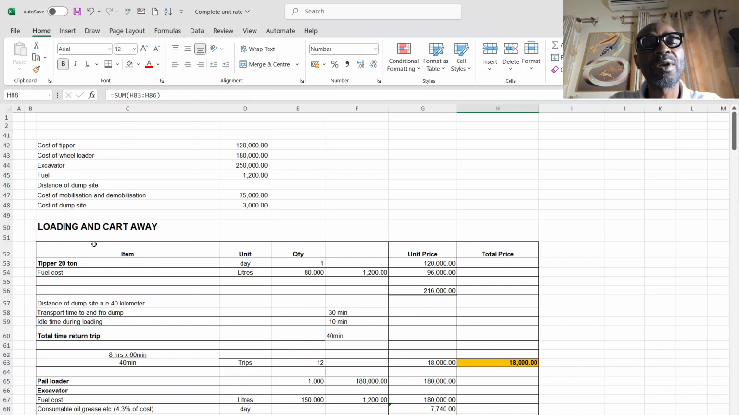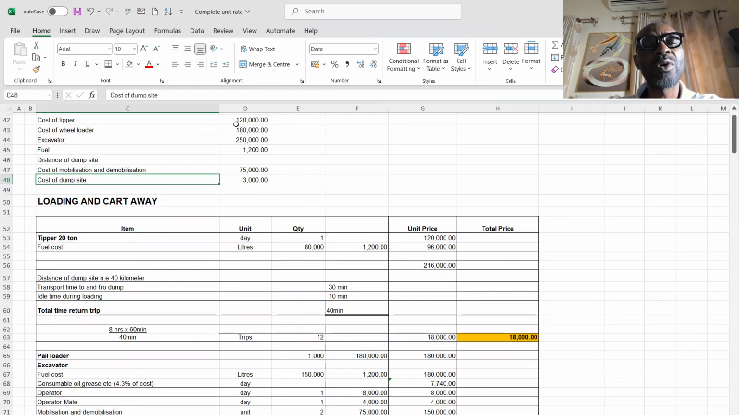to have handy before you can proceed to building up your rates are the cost of the tipper per day, the cost of the wheel loader per day, if it is an excavator, the cost of the excavator per day, the cost of diesel fueling per liter, the distance of the dump site, then the cost of mobilizing and demobilizing the equipment that you've deployed, then the cost of the dump site itself. For the dump site, a certain amount is paid for you to be allowed to dump the excess materials in that area.